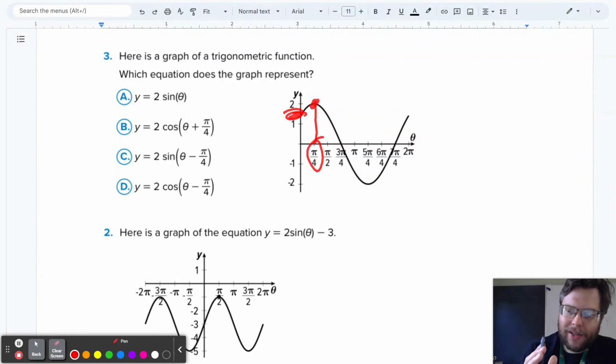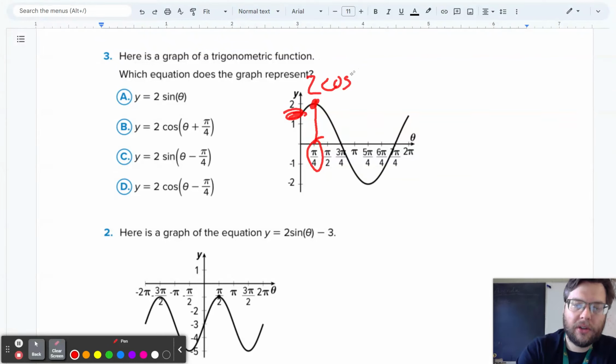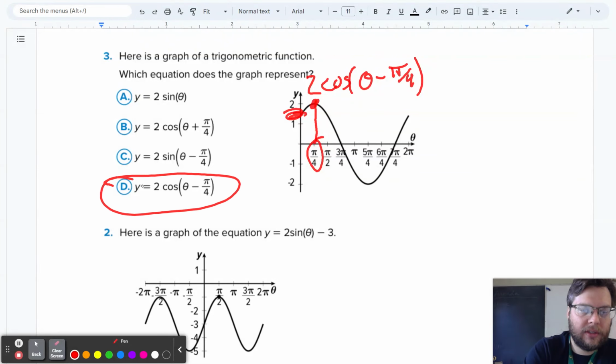So if I see this as a graph that has been shifted, then I can think of this as a cosine graph. And I can think of it as a 2 cosine graph because it starts 2 steps above the midline. And it's just been shifted pi over 4 to the right from what the original cosine would look like. So there we go.